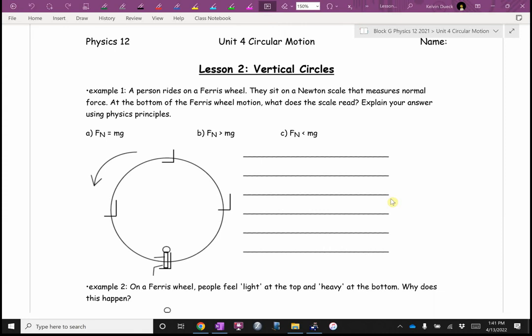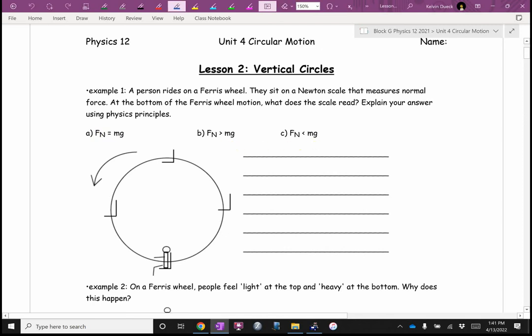A person on a Ferris wheel sits on a Newton scale. What does a scale measure? Okay, so it's going to measure the normal force. At the bottom of the Ferris wheel, what does the scale read? Normal force equals mg? Normal force is bigger than mg? Or normal force is less than mg?